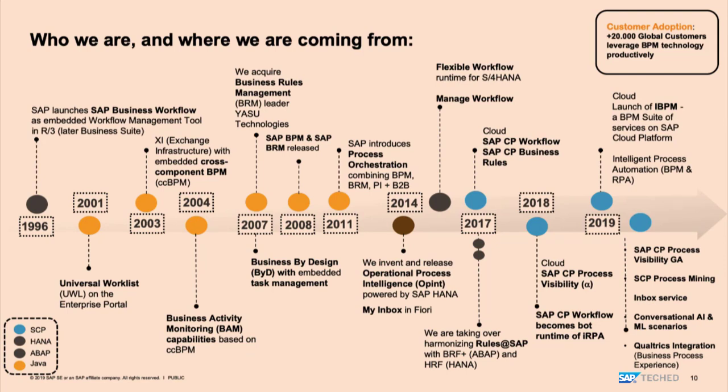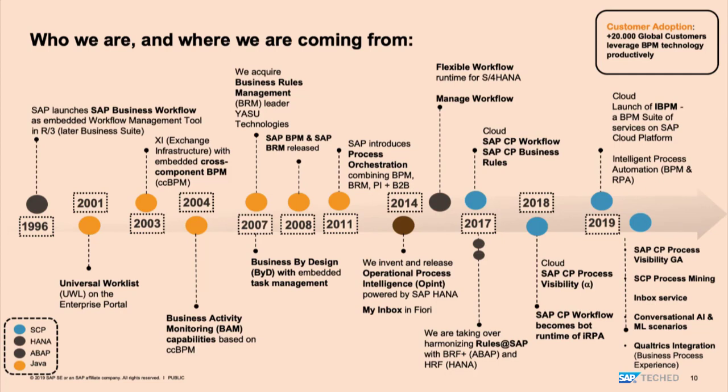Then in 2001, we released the Universal Worklist, which some of you might still be using, which was a product to basically connect different systems into a single task feed that you can show then in one task UI to your users. Then in the early 2000s, we added new BPM products on top of XI at that point, CC-BPM, cross-component BPM. And then 2007 onwards till 2011, we built yet another set of BPM engines on NetWeaver Java.